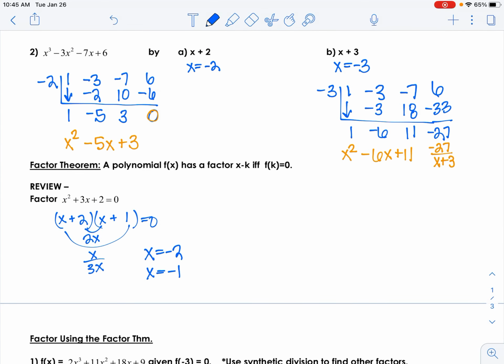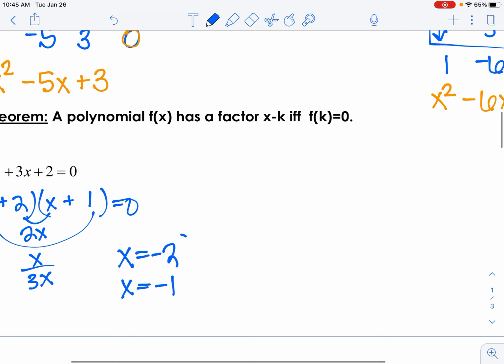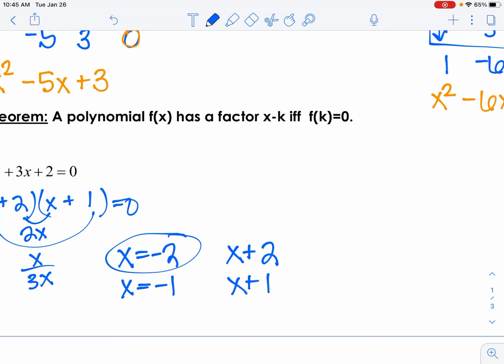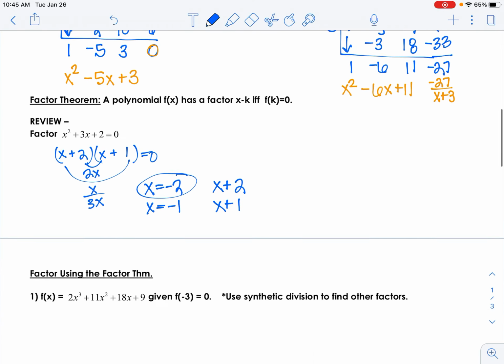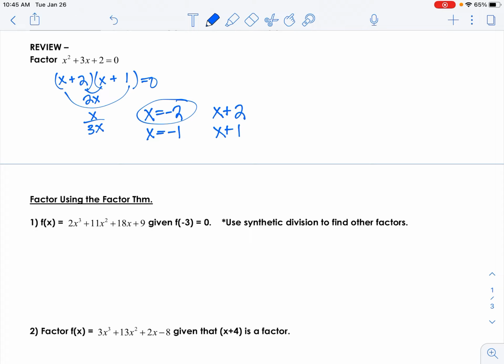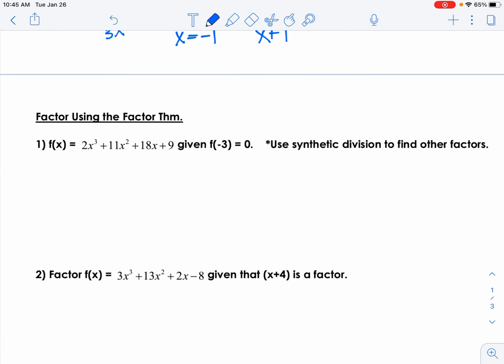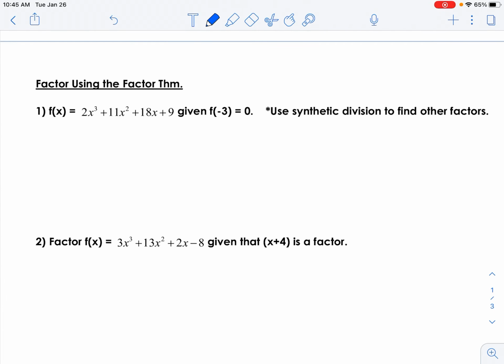So if I tell you a 0, you can rewrite it, right? If I told you this was our 0, then we would say that means x plus 2 is a factor, and x plus 1 is a factor. Okay, so now if we're going to factor using this factor theorem, this says f of x equals our polynomial given that negative 3 is a solution. If I know f of negative 3 is 0, then I know x plus 3 is a factor.